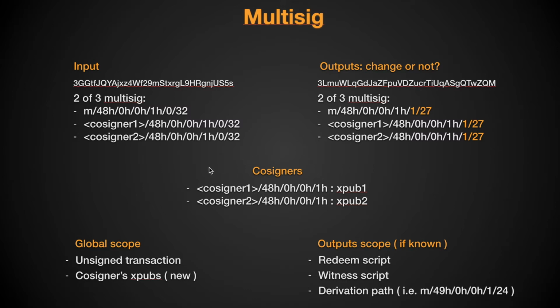So this means that you do need to get the information about the cosigners, and this is what we get in the global scope, the xpubs of the cosigners. You need to verify that the change output belongs to the public keys derived from the same master keys. So basically you have the input, you have the output, you verify that the input is derived from these keys, and then the output is derived from the same keys, and then the script type is the same, the indexes are not weird, and so on, and then you can treat it as a change output.